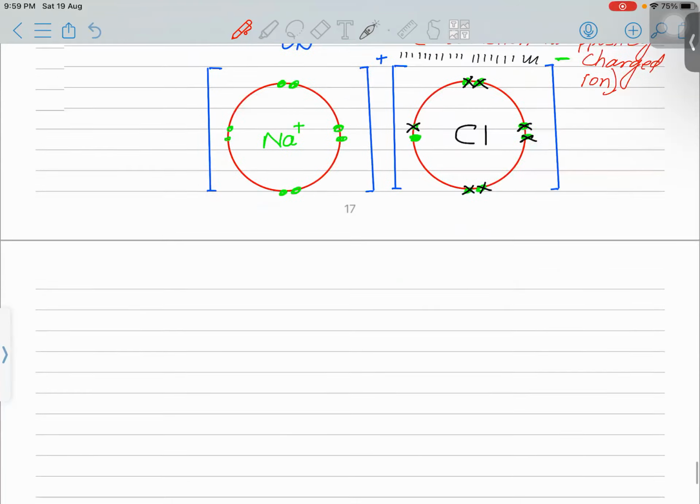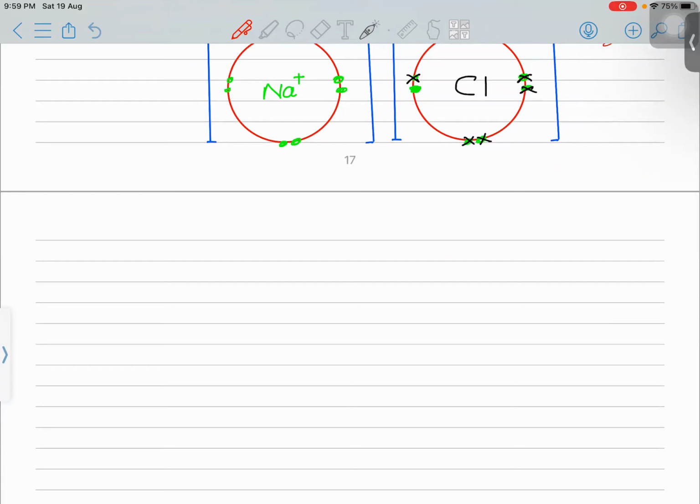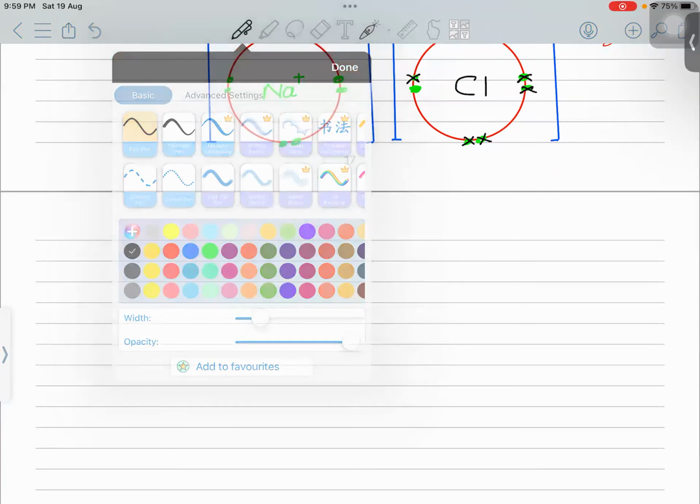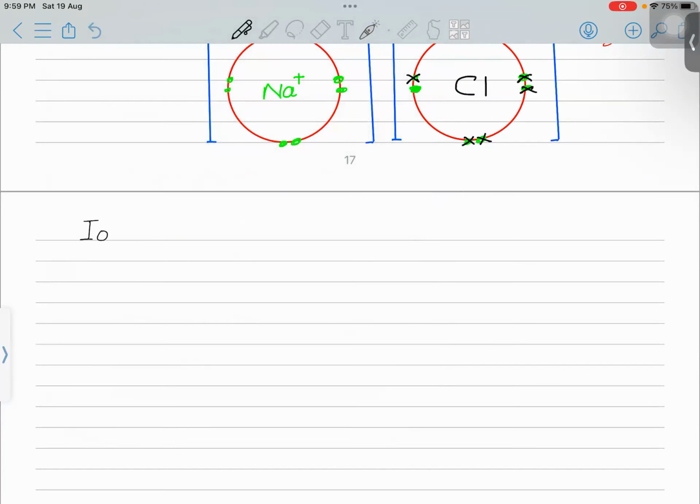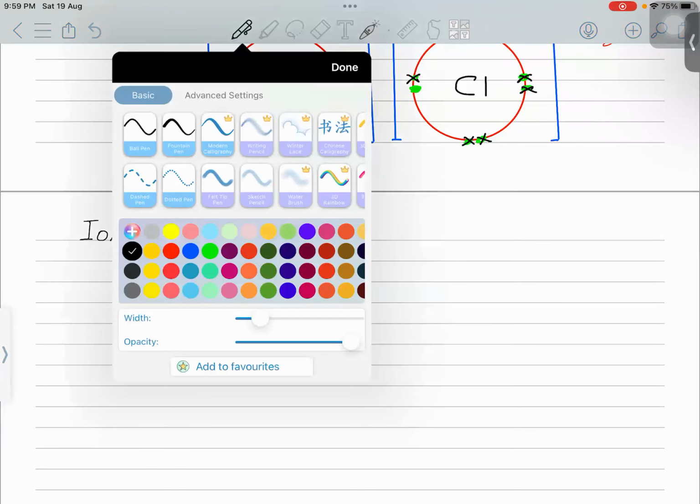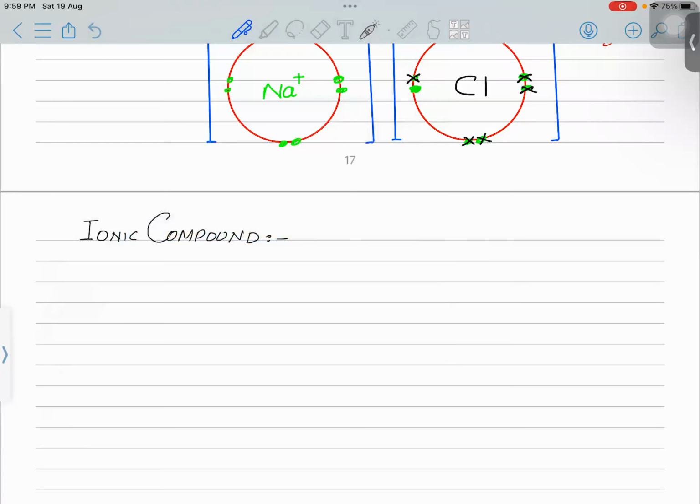Now, can you explain what is an ionic compound? Can anyone tell me the definition of ionic compound?